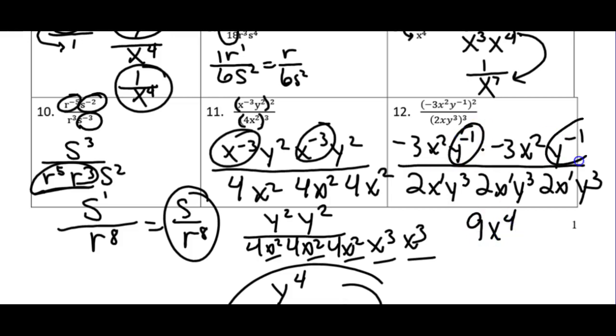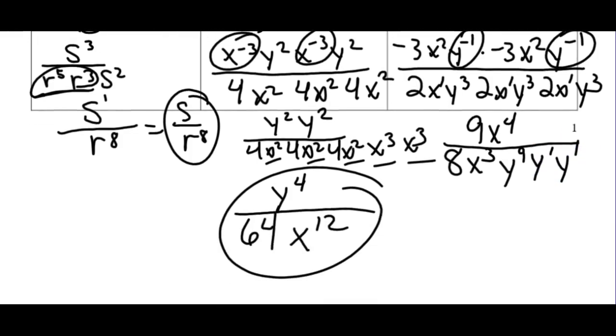These guys got to move down, so I'm not going to worry about them right now. The bottom, their denominator, 2 times 2 times 2 is 8. X to the 1st, x to the 1st, x to the 1st is x to the 3rd, because I have 3 of them. Y to the 3rd, y to the 3rd, y to the 3rd, is going to be y to the 3 plus 3 is 6, plus 3 is 9. I'm also moving these two y's down. Those ones I circled.